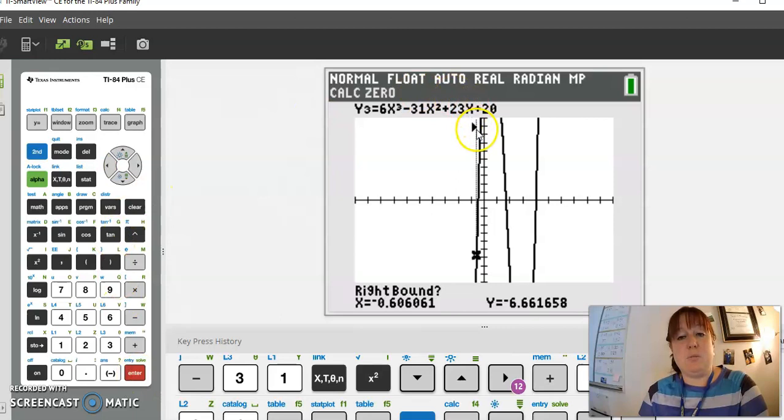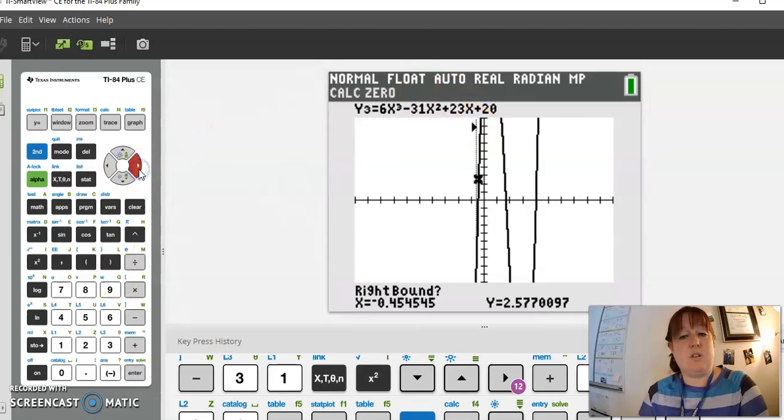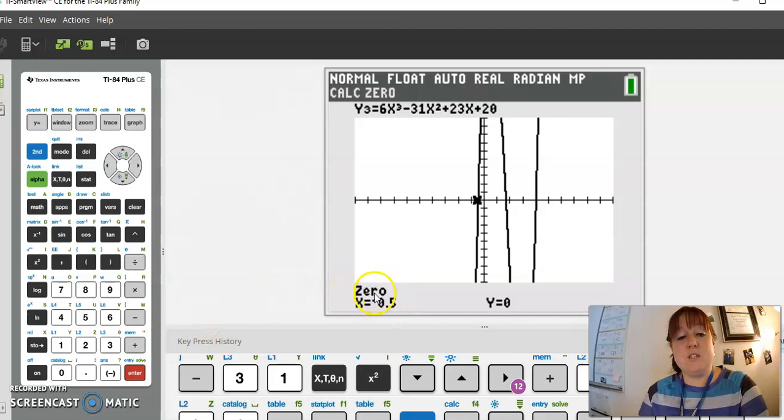And it made me a little line there. Then I go to the right of the 0, and I push enter. Then it asks, can you guess where it is? Well, I'm pretty close, so I'm just going to say okay there. The first 0 is at -1/2. That's where that 0 is.